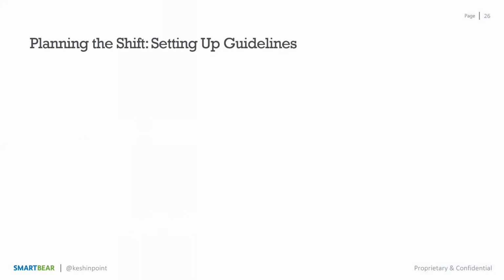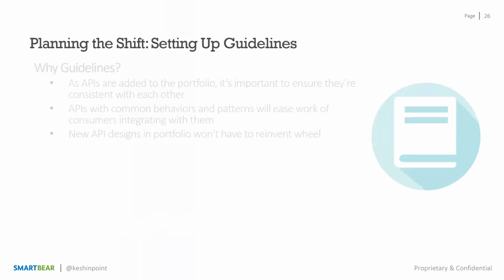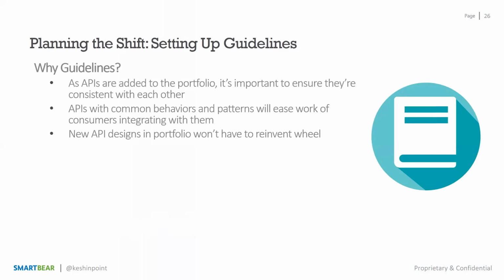The next thing is, of course, you've set up the team, you've set up the process. Now it's important to set up guidelines as well. Why guidelines? Well, again, as your APIs are added to different portfolios, to your API portfolio, it's important to ensure that they're consistent with each other. And this consistency isn't just to ensure that your customers, who are your internal developers or your external developers, have a great experience moving from one API or one service to the next service.